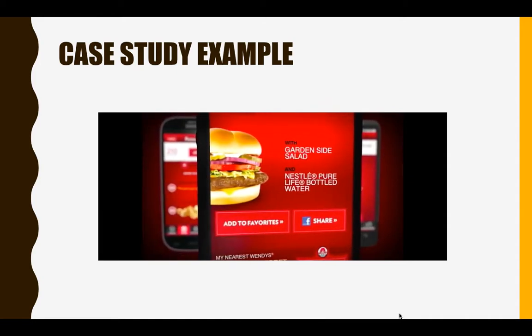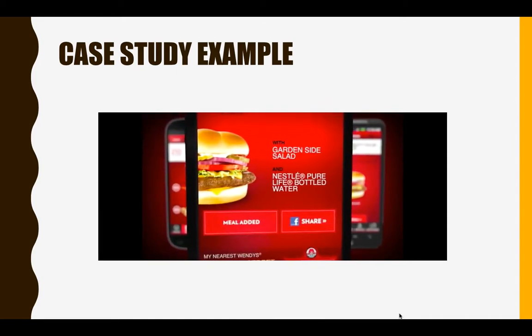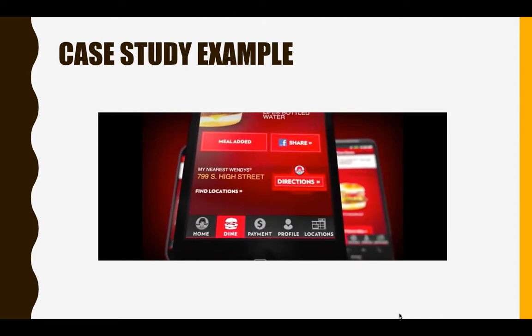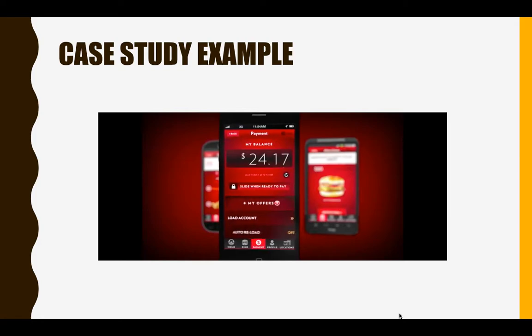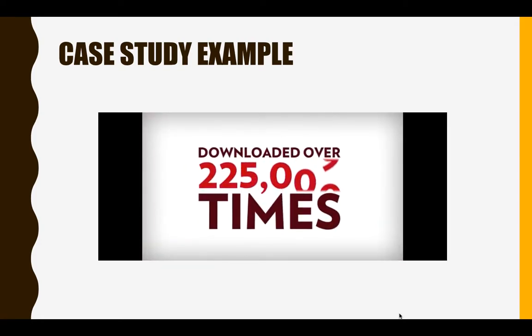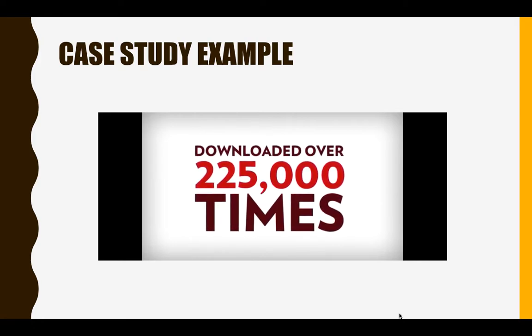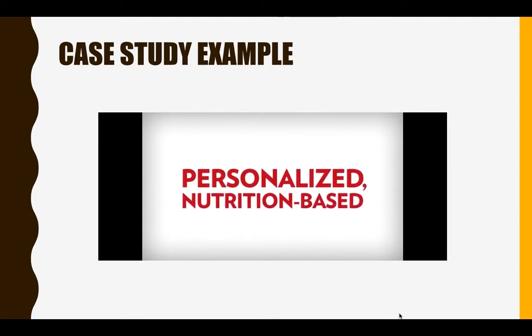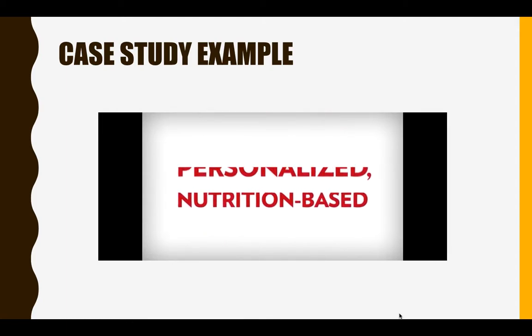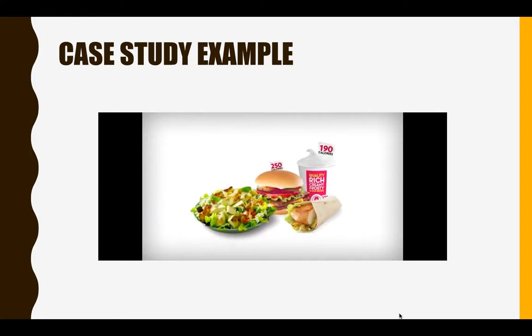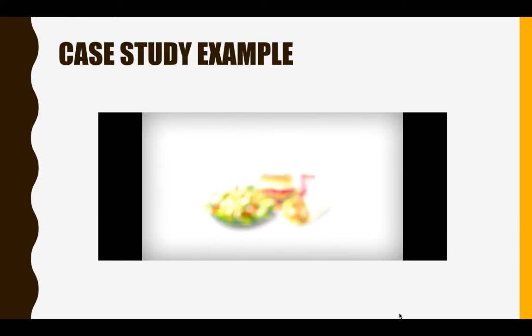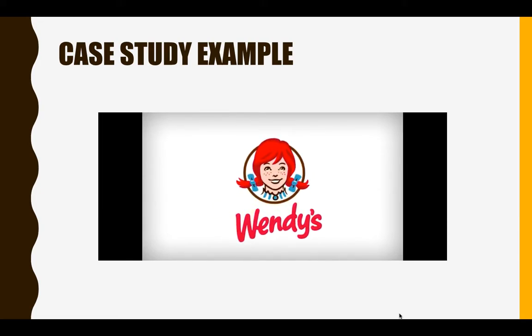Once a consumer creates their perfect meal, they can store it to their favorites, utilize geolocation to find the nearest Wendy's, even pay for the meal right from their phone. The app has been downloaded over 225,000 times in a few short months. It surpassed competitors to become the first quick-service restaurant to introduce a personalized, nutrition-based application and launch mobile payment in North America. A fast food meal doesn't have to be unhealthy, and the My Wendy's app is serving up customized meals for health-minded consumers.